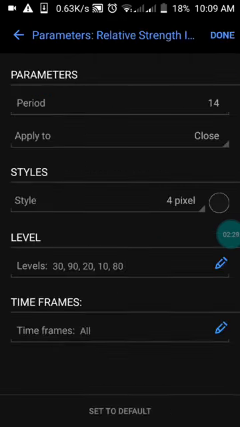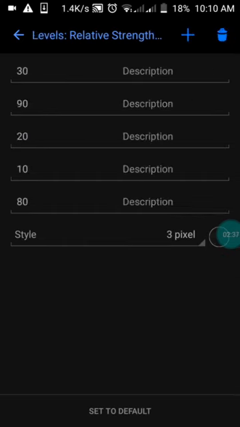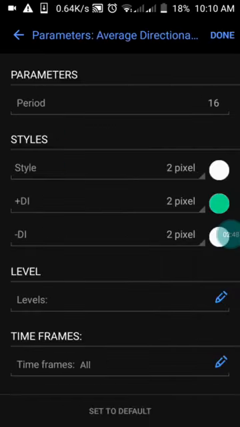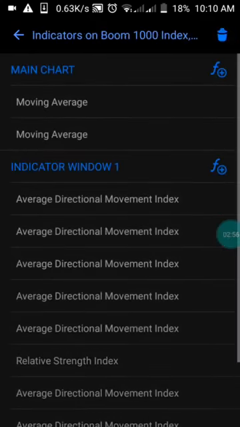Then we have our relative strength index. We have the period of 14, apply to close, and our style in black color, and we have our levels at different levels: 30, 90, 20, 10 and 80. You just screenshot it and set it up on your phone. You press on done. Then we have another average directional movement index after the relative strength index. We have the period of 16. Change the color of your plus DI to green. Then you press on done.